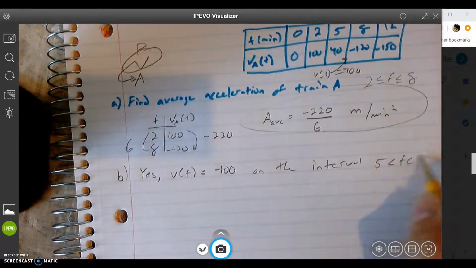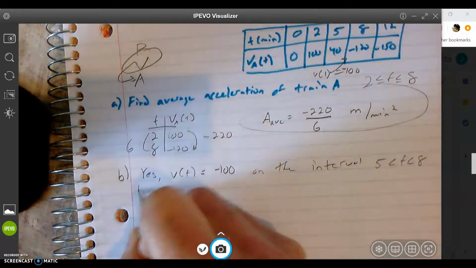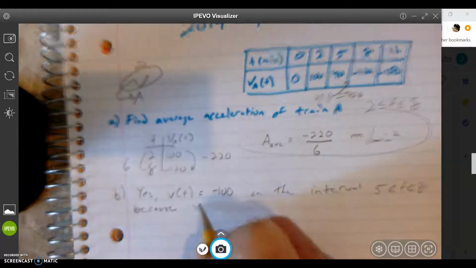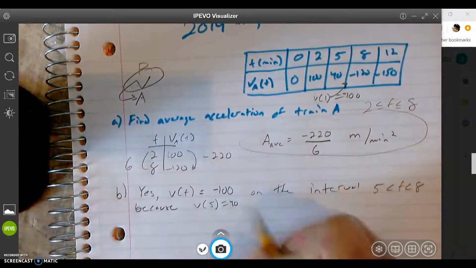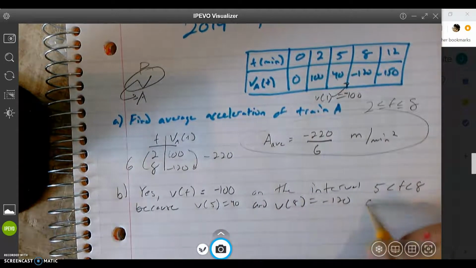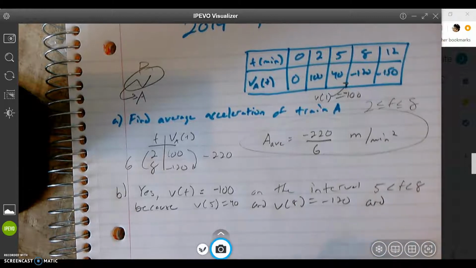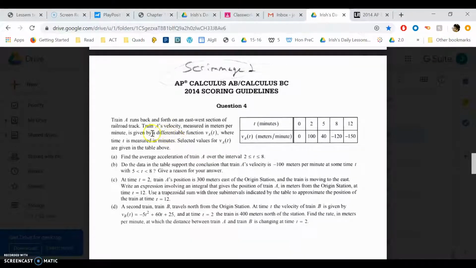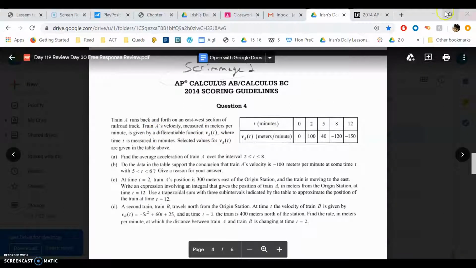5 is less than t is less than 8, because V of 5 equals 40 and V of 8 equals negative 120. And what haven't we mentioned yet? Yeah, we haven't mentioned it's continuous. Does it say it's continuous? Usually it just says it's continuous or differentiable, but it doesn't say that here. Oh yeah, it does. It's given by a differentiable function V of A of t. So since V of A is differentiable, therefore it's continuous.